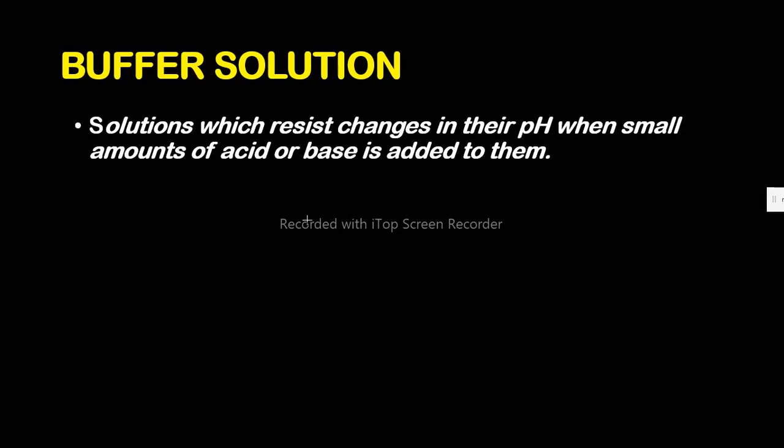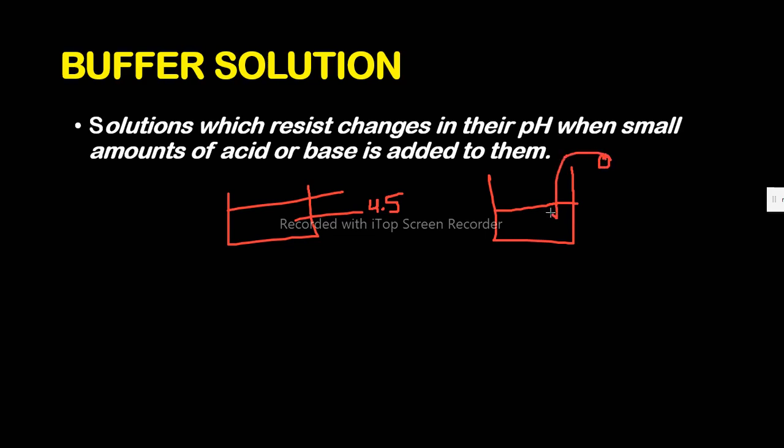You have your solution, and it is at pH maybe 4.5. In one solution, when you just add a drop, just a drop in this solution, the pH will change from 4.5 to around 6.5 just by adding a mere drop.